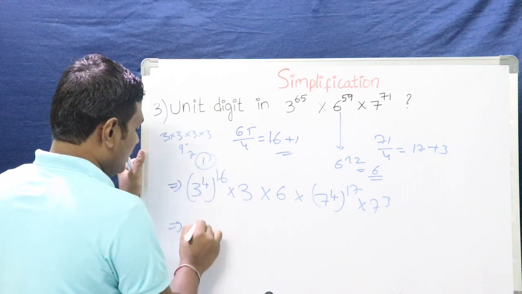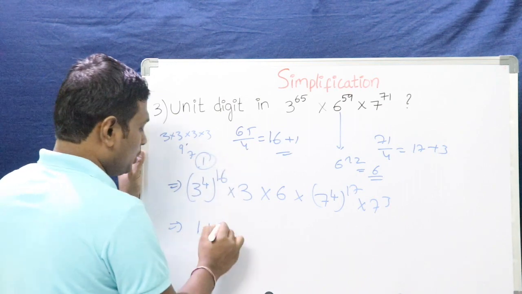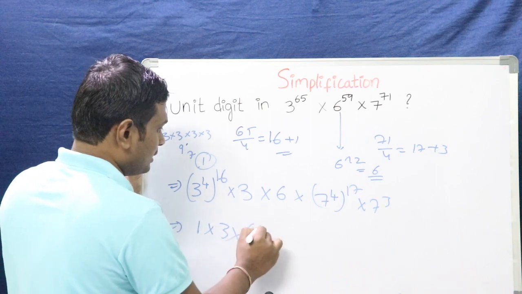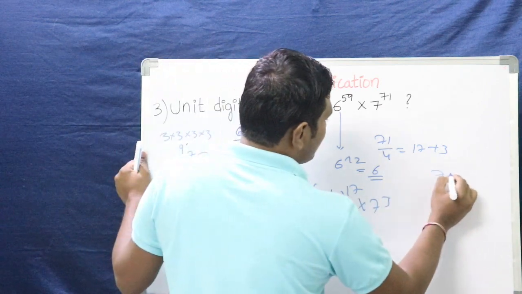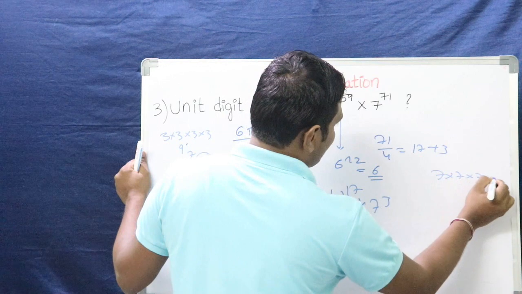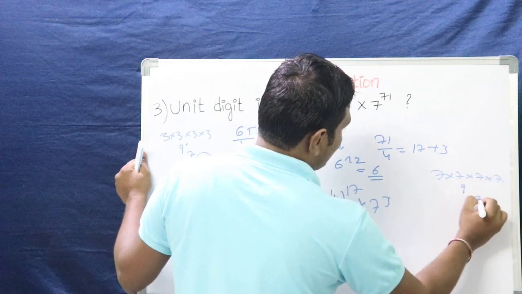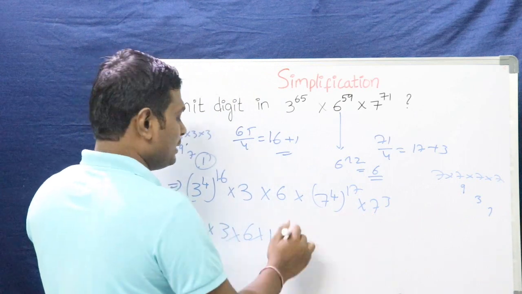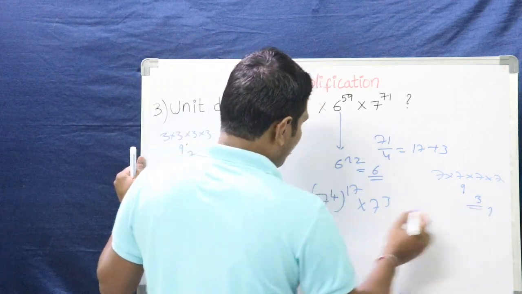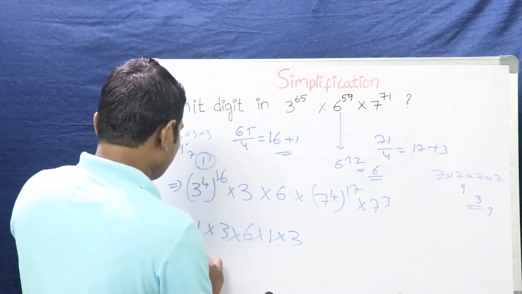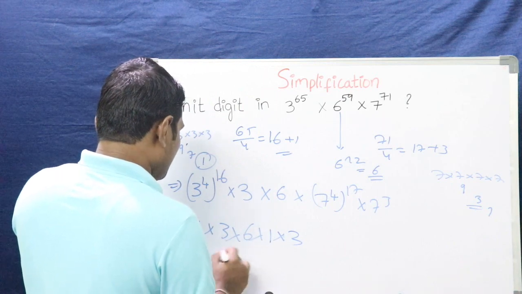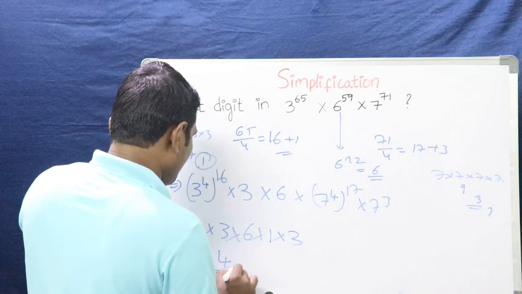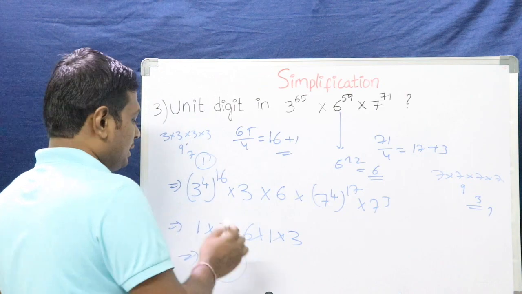3 3s are 9, 9 3s are 27, 27 3s are 81. We will get the unit digit as 1 into 3 into 6, and 7 to the power of 4: 7 7s are 49, 9 7s are 63, 3 7s are 21. We will get 1 as the unit digit, and 7 cube. What is 7 cube? We will get 3 as the unit digit. So 3 3s are 9, 9 6s, we will get the unit digit as 4 in the result.